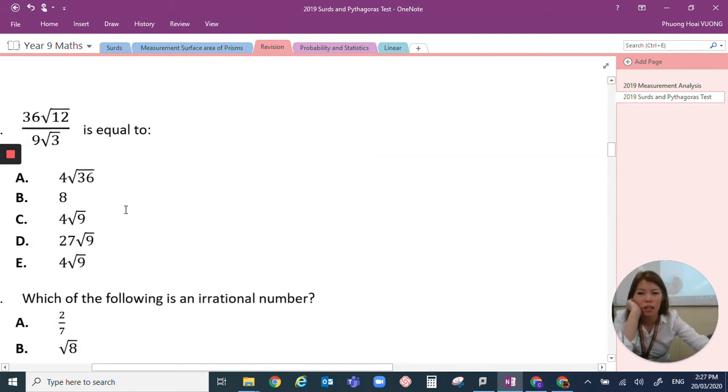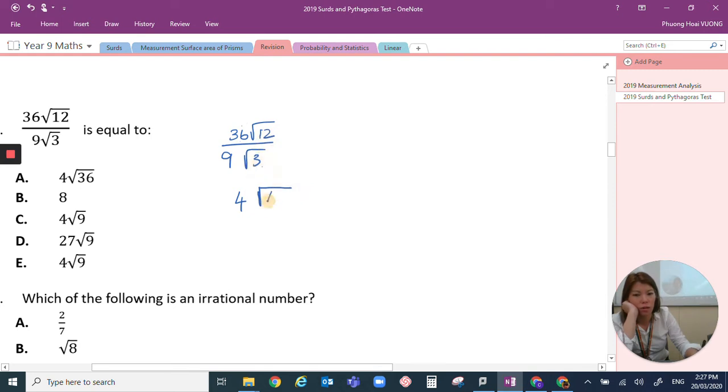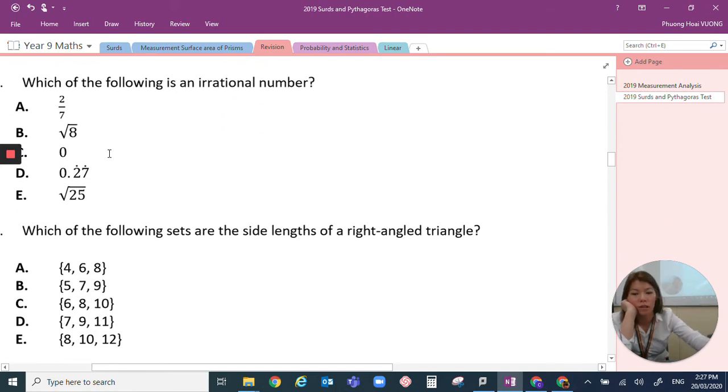Next page. So keep the numbers outside together. 36 over, I'm just going to rewrite this, it's hard to see over there. 3. So 36 divided by 9 is 4. Square root of 12 divided by 3 is also 4. And we know square root of 4 is just 2. So we have 8. Answer is B. Am I going too fast?